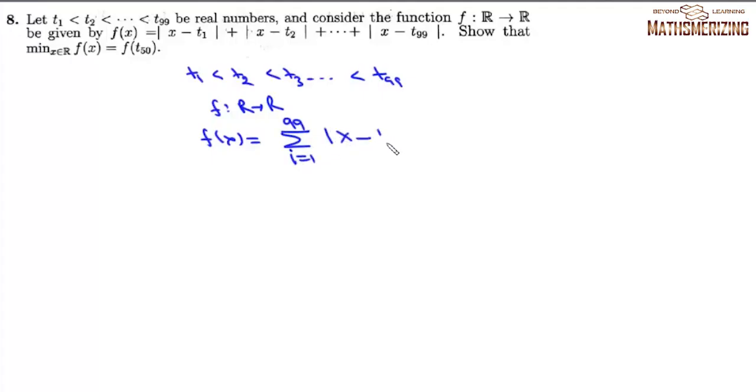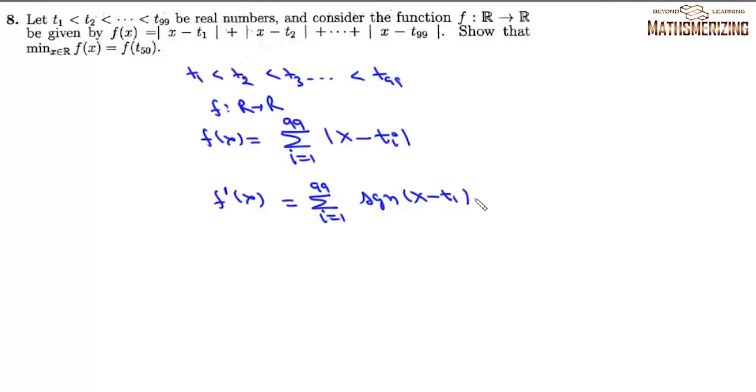Now question number 8 is, we are given that T1 is less than T2 is less than T3 up to less than T99, be real numbers, and consider the function f from R to R given by f(x) equals the summation i varies from 1 to 99 of mod of x minus ti. Now if we find f dash x, then this f dash x will be the summation i varies from 1 to 99 of signum of x minus ti.